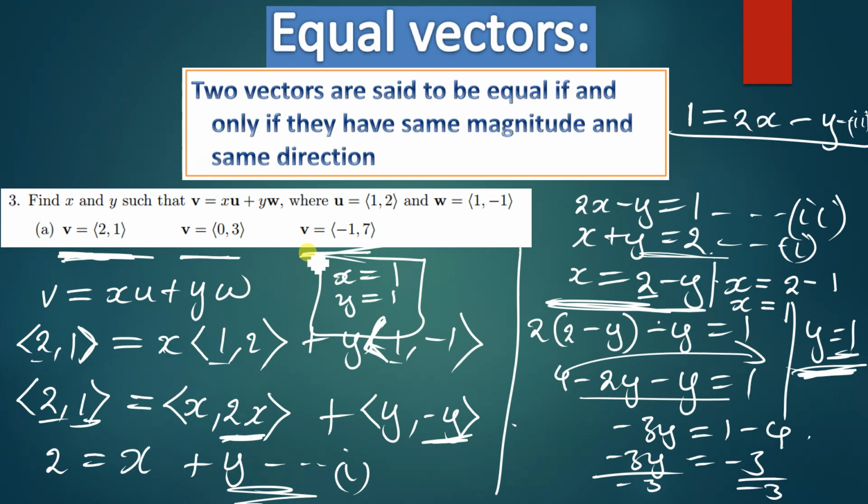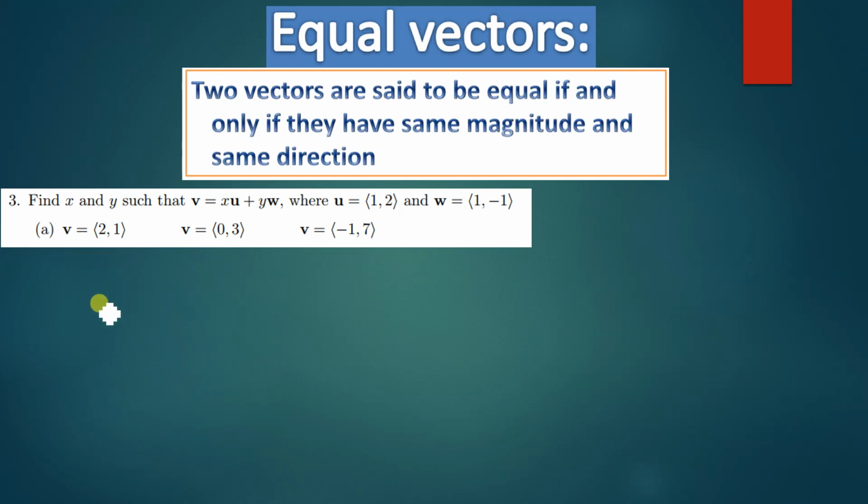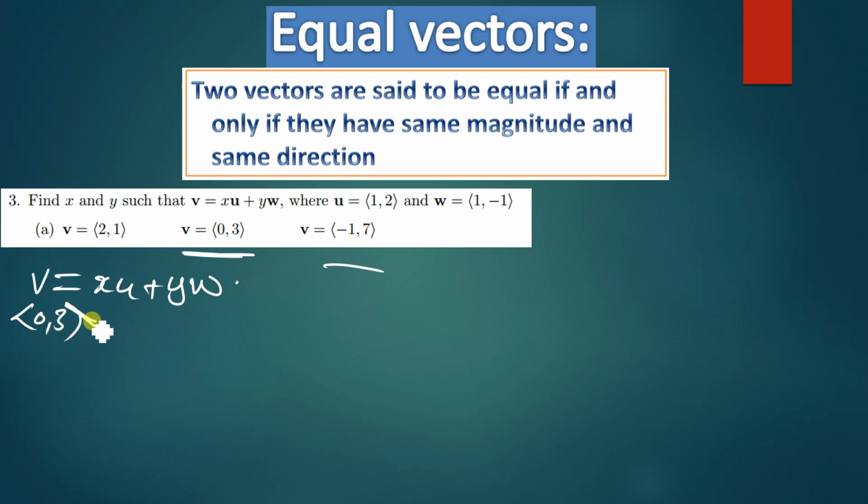Alright, so let me also help you solve the second part of the question, and then you do the last part. According to the question, we've been told that v should be equal to x u plus y w. So now I'm going to take my v as 0,3, being equal to x times u, which is 1,2, and we're saying plus y times w, which has been given to be 1,1.